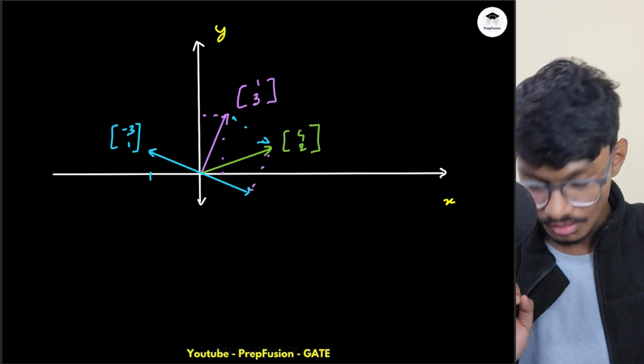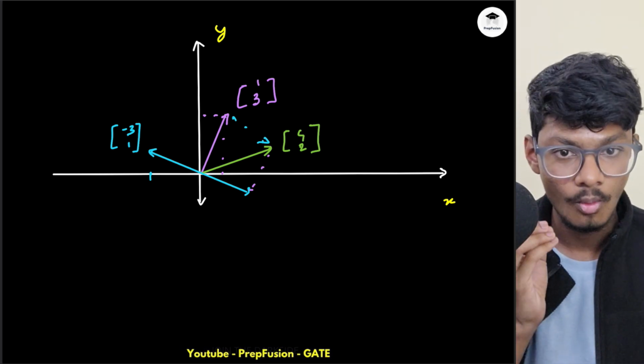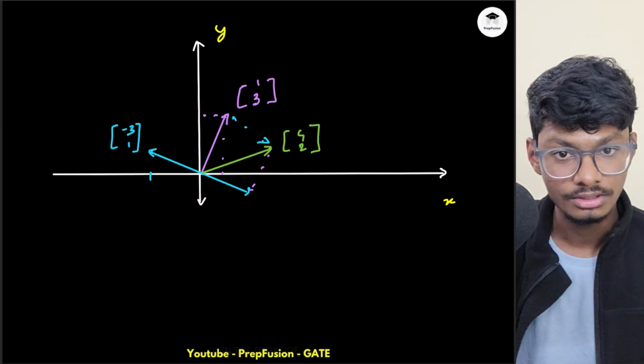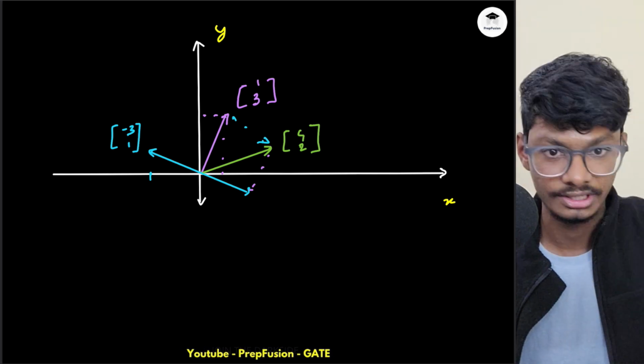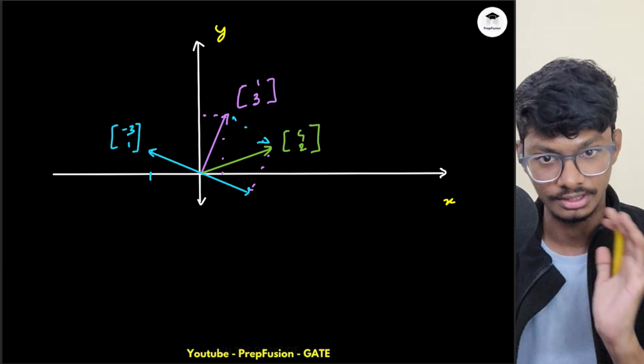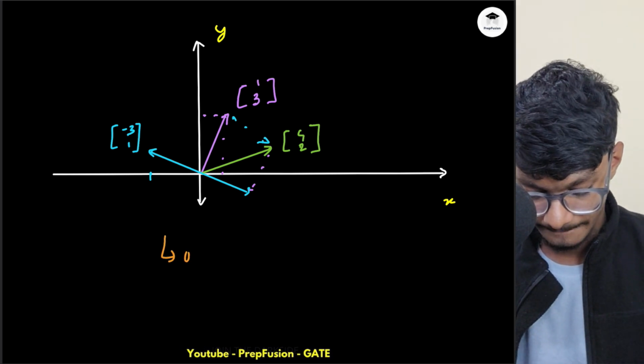So that is what I was saying, that here only one combination of x and y can give me this resultant. So here it is a unique solution. Slowly, when we see the infinite solution and no solution cases, there also we'll understand the difference between this and that. So, unique solution.